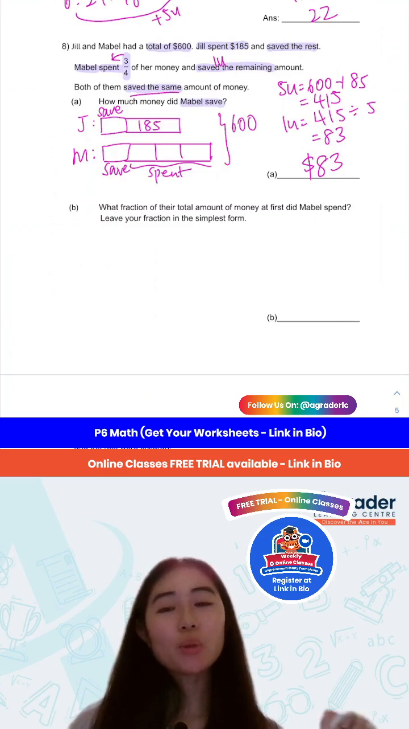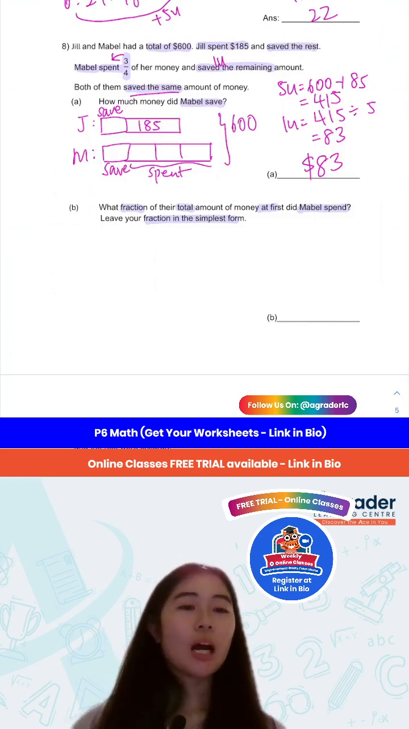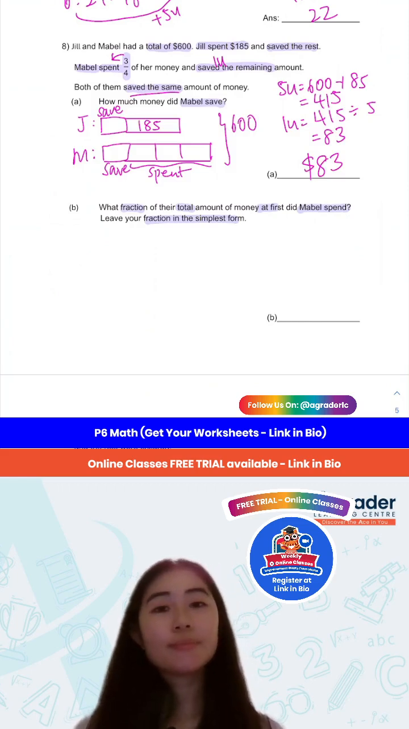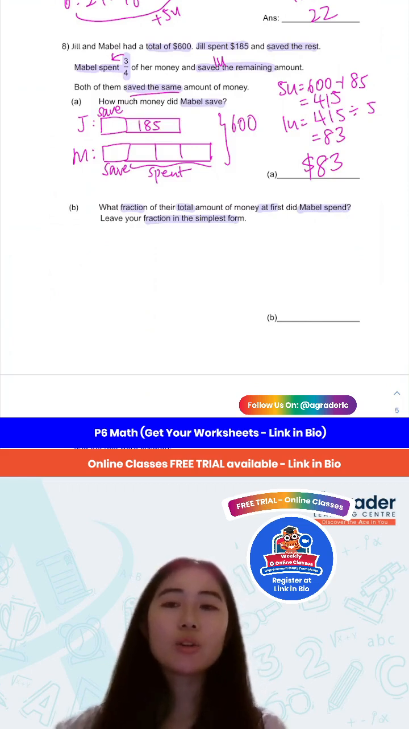Okay, can you let me know the answer for part B? What fraction of their total money at first did Mabel spend? Give your answer as a fraction in the simplest form. What's the answer for part B? If you can do part A, likely you can do part B. Part B is not too difficult. What do you all get?